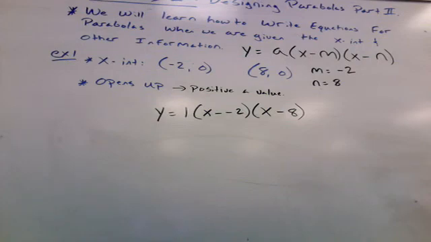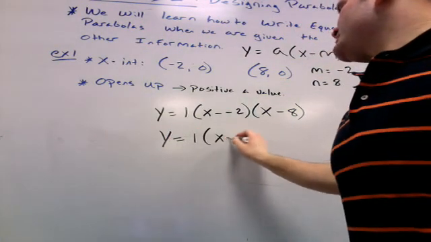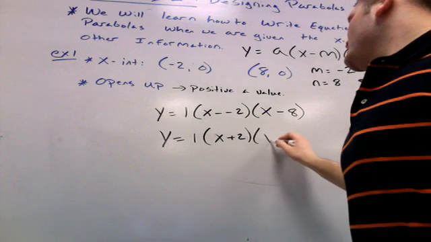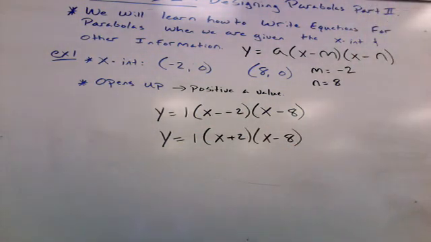Now, what's minus negative do? Change it to a positive. So y equals 1 times (x plus 2) times (x minus 8). So it looks like that.